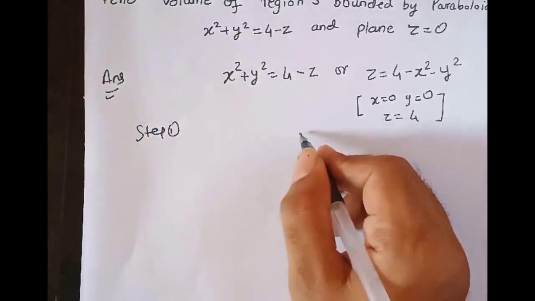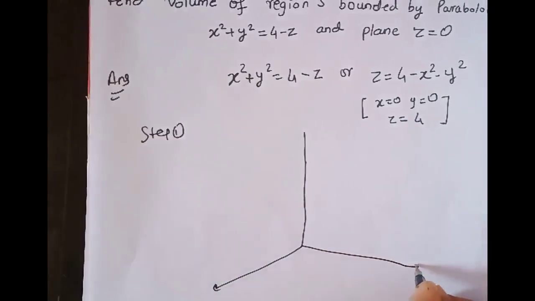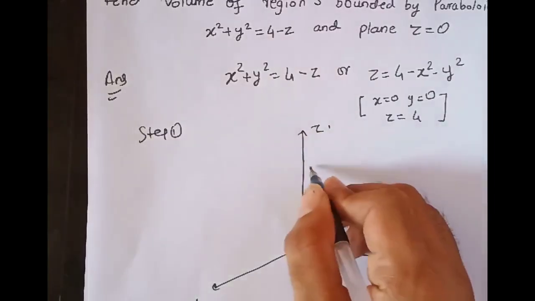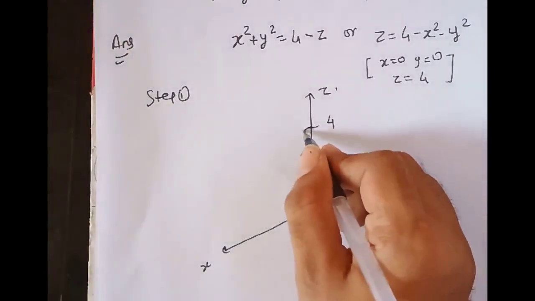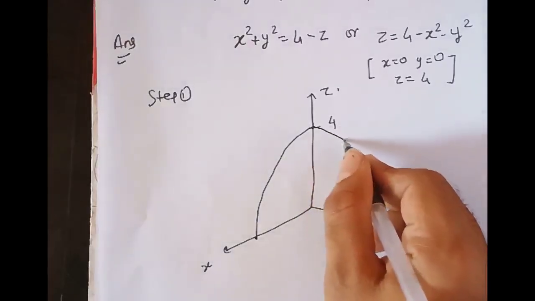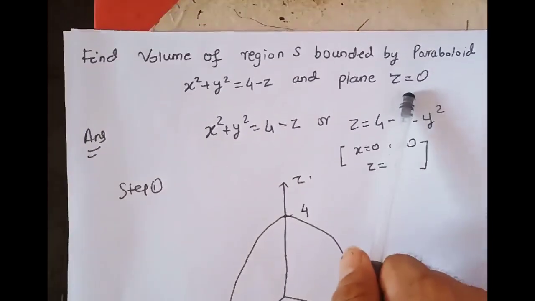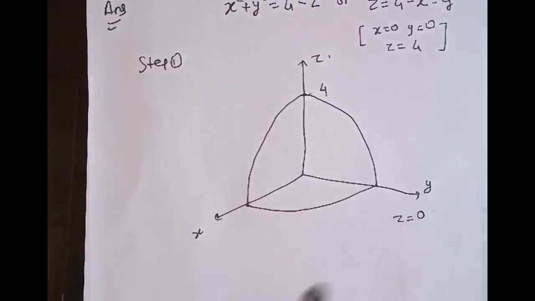So here we have the x, y and z axis. So this is my x, this is my y, and z, right? And on the z axis, the paraboloid is touching at 4. So I will just draw a paraboloid facing downwards, which is looking like a bell. And the lower limit is z equal to 0. That means the xy plane. So the xy plane is z equal to 0.